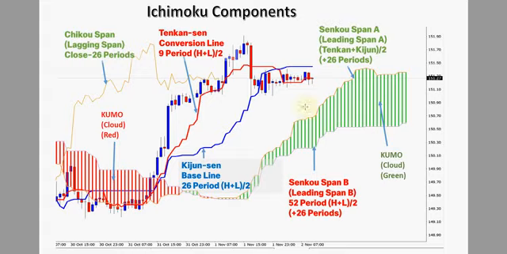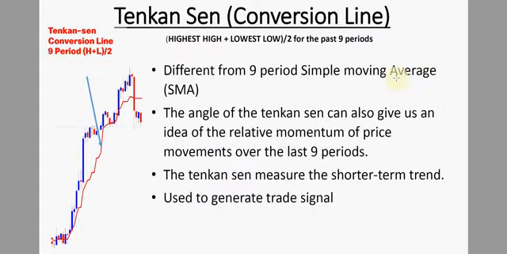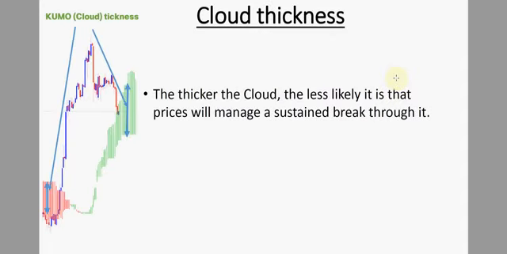Look, this is the current price, and this cloud is actually plotted in the future, 26 periods to the future. So it's providing us a glimpse of where support and resistance will be in the future. Now, cloud thickness. If the cloud is thick, it shows that it will be difficult to break through very easily, and vice versa. When it's a thin cloud, it shows the resistance is not that strong.